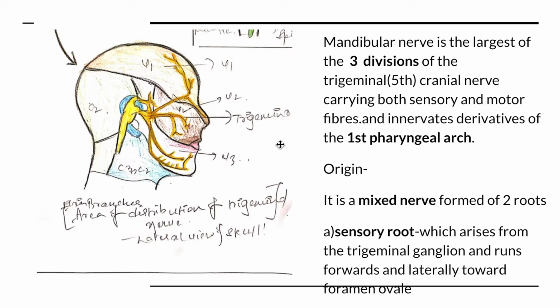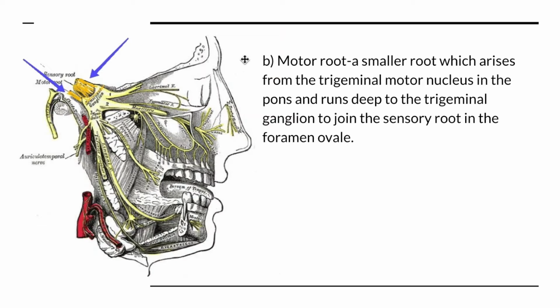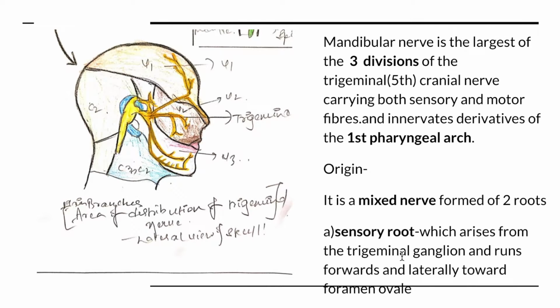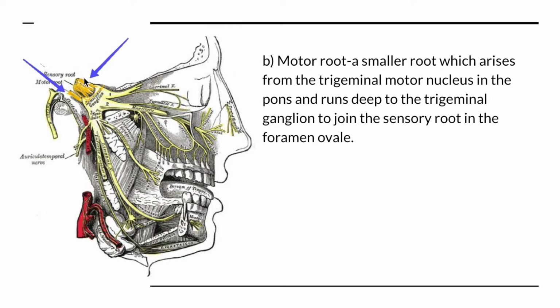Now the mandibular division of the trigeminal nerve arises from two roots, a sensory root and a motor root. So the sensory root is the larger root and the motor root is the smaller root. The sensory root, which arises from the trigeminal ganglion, runs forwards and laterally towards the foramen ovale. And the motor root, which is a smaller root, arises from the trigeminal motor nucleus in the pons and runs deep to the trigeminal ganglion to join the sensory root in the foramen ovale.